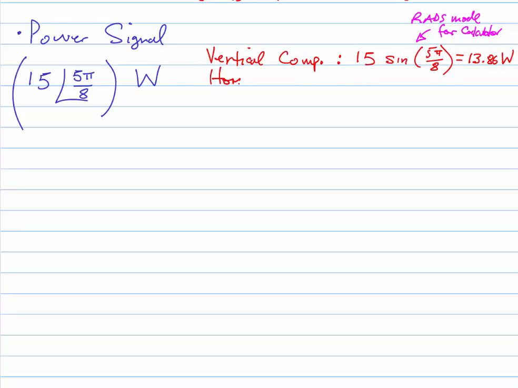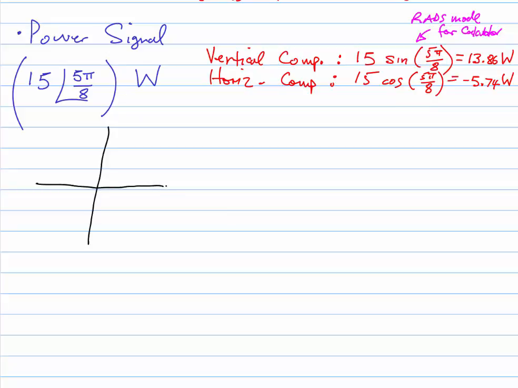And by the same token, the horizontal component is given by 15 times the cos 5 pi by 8, which comes out to be minus 5.74 watts. Let's see if we can draw this signal in terms of a phasor. So it looks a bit like this. Here's our axes. Here's 0 degrees.